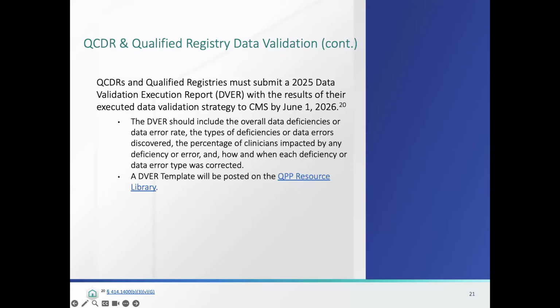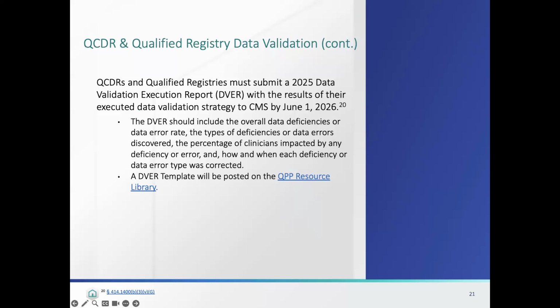QCDRs and qualified registries must submit a 2025 data validation execution report with the results of their executed data validation strategy to CMS by June 1st, 2026. The DVR should include the overall data deficiencies or data error rate, the types of deficiencies or data errors discovered, the percentage of clinicians impacted by any deficiencies or errors, and how and when each deficiency or data error was corrected. The DVR template will be posted on the QPP resource library.